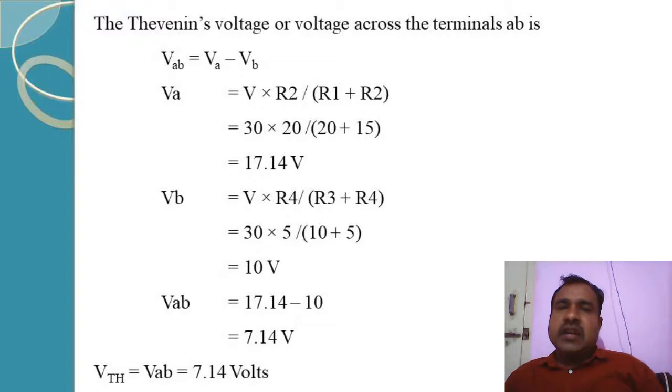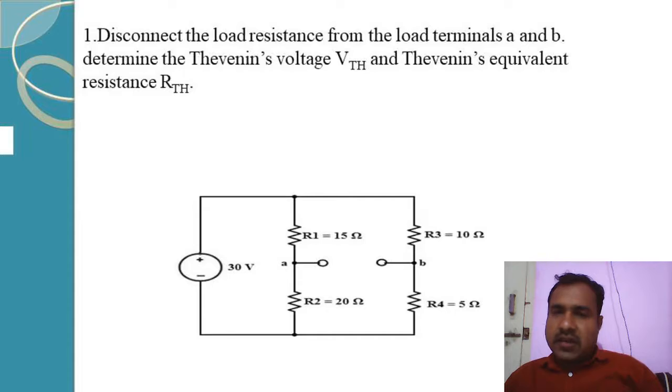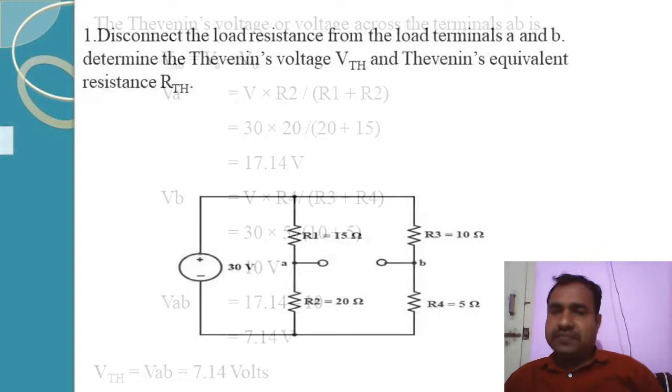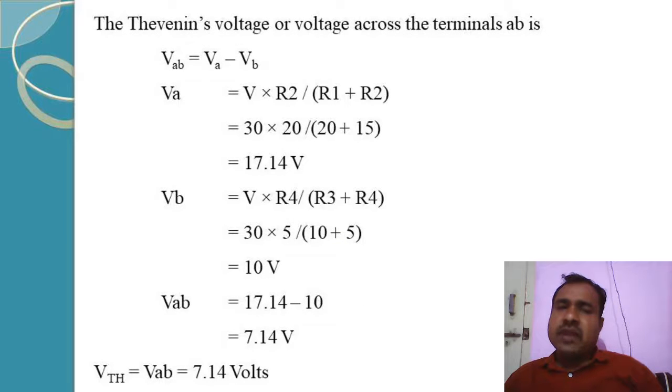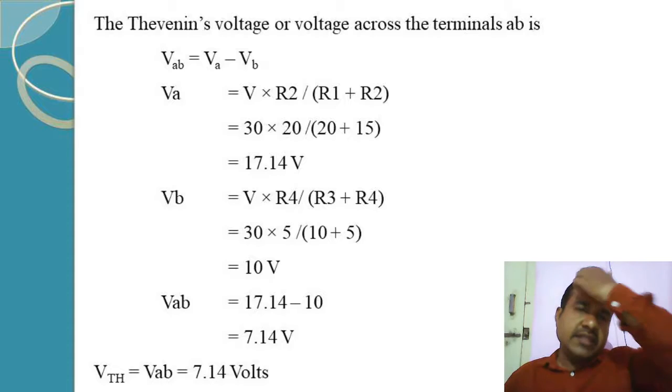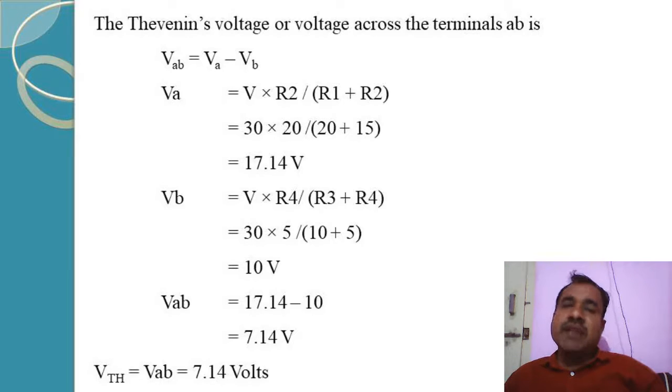Similarly, you can find the voltage across R4, that is VB, that is supply voltage 30 volts into resistance R4 divided by R3 plus R4. That gives me 30 into 5 divided by 10 plus 5, that is 10 volts. So VA is 17.14 and VB is 10 volts. So what is VAB then? VAB is equal to VA minus VB, so VA is 17.14 and VB is 10 volts. Hence I will get VAB as 7.14 volts.